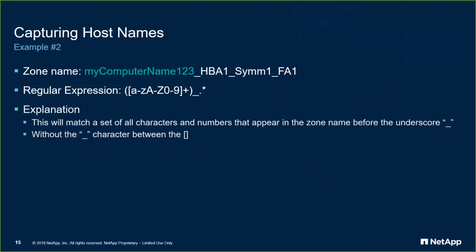Okay, so this is where it gets really easy. The period matches any character. It's a wildcard. So anything after that underscore, and then the asterisk indicates that the preceding period wildcard can occur 0 or more times. So that's really nice, right? If we had nothing after my computer name 123, we're okay. And if we have a lot of things after it, we're okay. As long as we know that the physical host name is that first set of alphanumeric digits before the underscore, we can now capture this. So pretty straightforward.